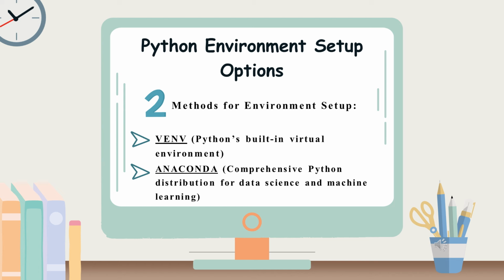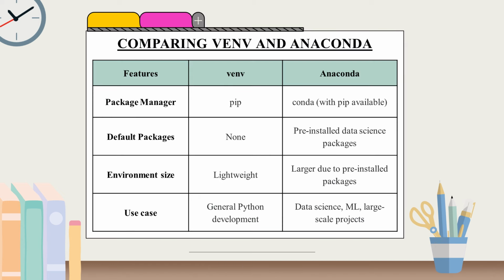There are two popular methods for managing environments in Python. The first is virtual environment, which is a built-in Python tool, and the second is Anaconda, which is a more feature-rich environment manager, specially designed for data science projects. Now, let's compare these two methods so you can decide which one is better for your project.